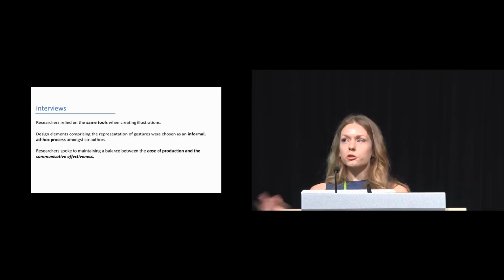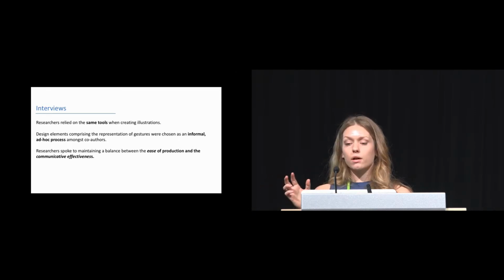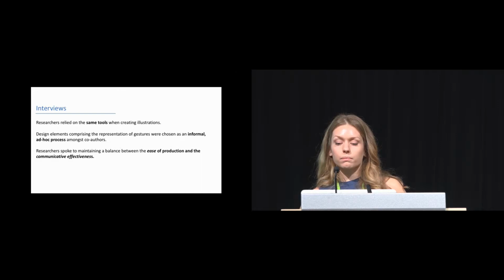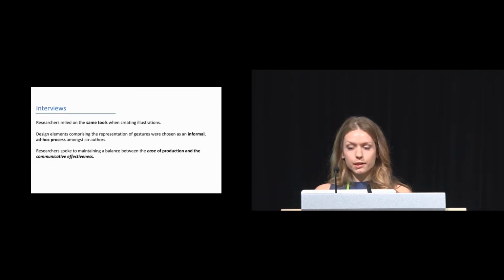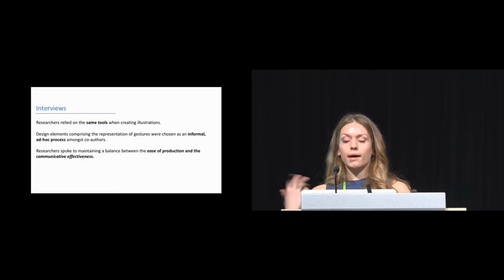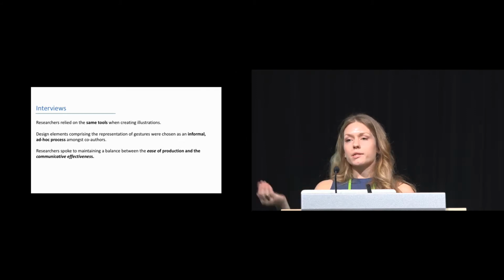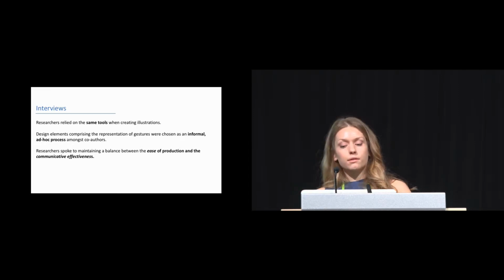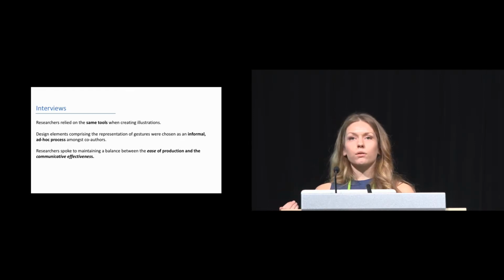First was that researchers generally rely on the same tools. These are either Photoshop or Illustrator, both from Adobe. The most common process was tracing over photographs using one of these softwares as a filter, and researchers were generally pretty comfortable with these production techniques. But in terms of deciding on the design elements that comprise these representations, these were really chosen as an informal ad hoc process amongst co-authors, and were often influenced by the original representation papers. So researchers spoke to maintaining a balance between the ease of production and the communicative effectiveness throughout the production process as well.